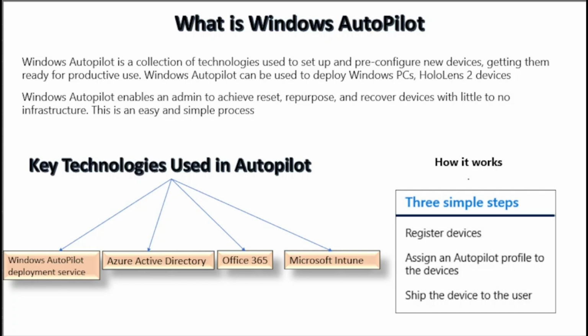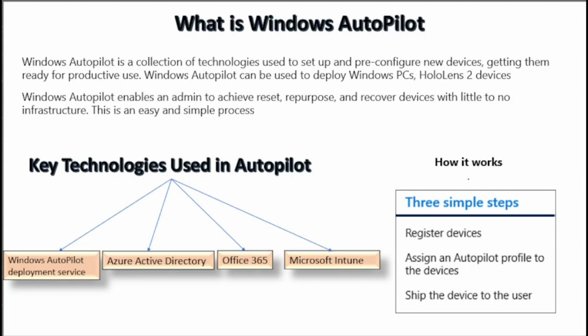Autopilot is only possible when we have an operating system installed on the hardware, meaning Autopilot is used to configure the operating system and not to install it. To install the operating system, we have to use either SCCM, MDT or even a USB stick. We can also use Windows Autopilot to reset, repurpose and recover devices. Windows Autopilot is an easy and simple way to achieve this.